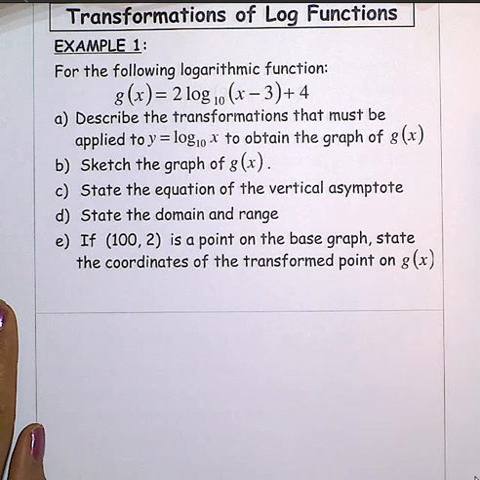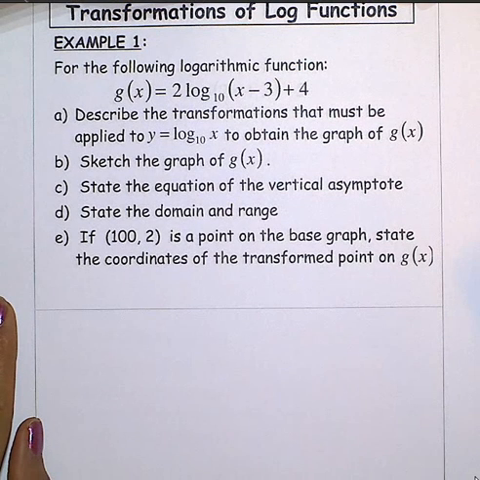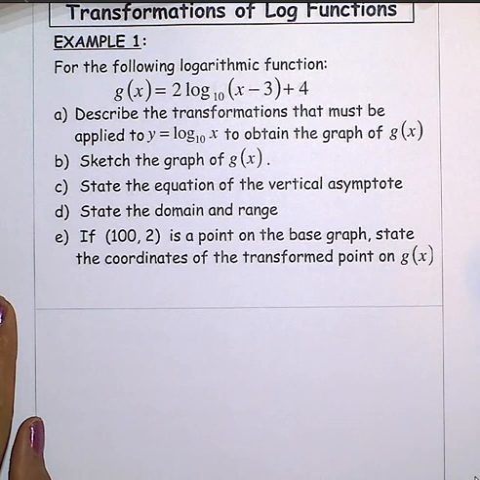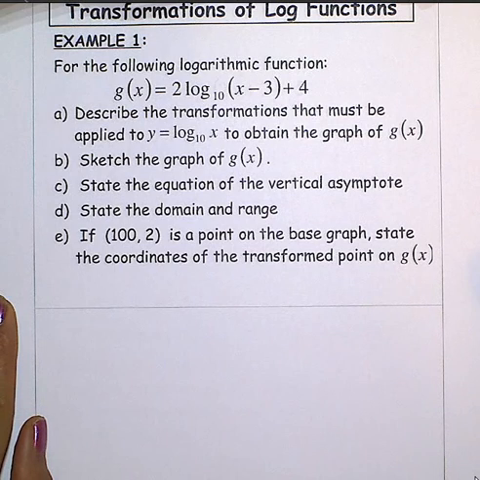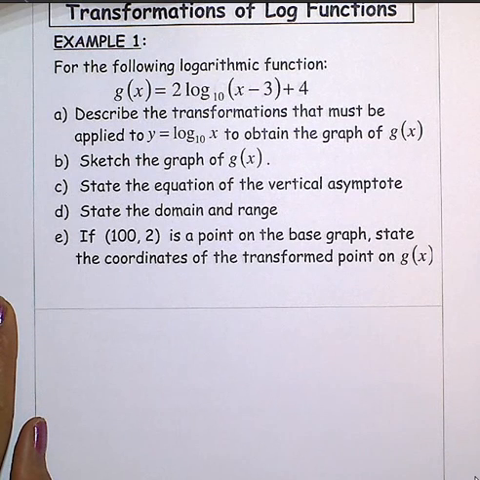So for the first example, it says for the following logarithmic function, g of x equals 2 log base 10 of (x minus 3) plus 4, we have to describe the transformations that must be applied to our base function y equals log base 10 of x to obtain the graph of g of x. So let's go ahead and start off by doing that question.